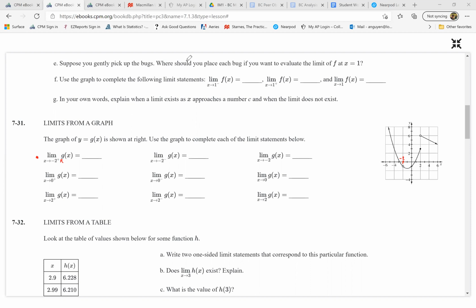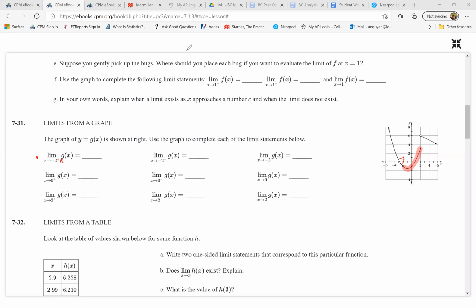So we will find out what happens when you approach -2 from the right side. From the function, you approach -2 from the right side. What is the limit, or what is the y value when you approach x equal -2? What's the y value? Okay, I have -1. All right, that's correct. So it's -1.